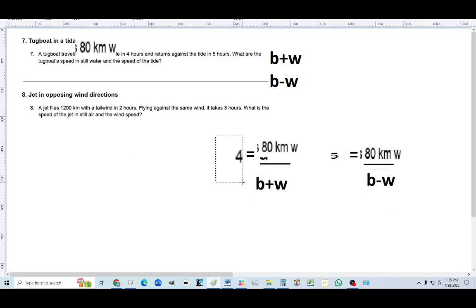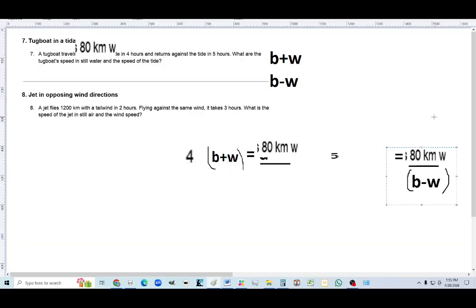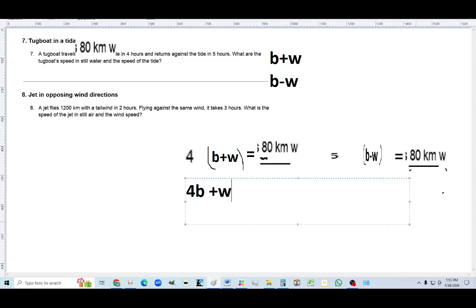We have to multiply both sides by this. And again, it really helps if you put it in brackets because it'll remind you to distribute. So this one just slides up here. And this one slides up here. Really, that's what's going on. Then we're going to expand. 4b plus 4w equal to 80.